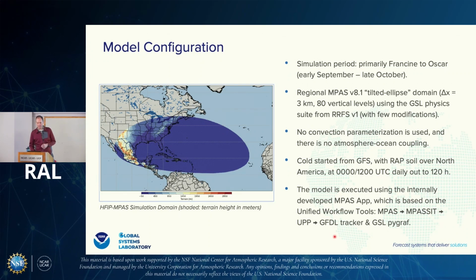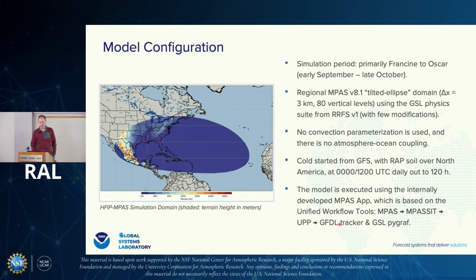We've developed this MPAS app, a workflow that helps to manage our real-time forecasts, which is based off of the Unified Workflow Tools, part of the larger Unified Forecast System that NOAA and EPIC, the Earth Prediction Innovation Center, help to support. It includes MPAS as a model, post-processing through MPAS-It, a tool developed initially at NSSL for regridding the data to a uniform lat-long grid, UPP, NOAA's Unified Post Processor, to do more derived variable computation.